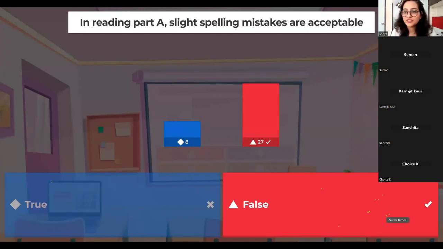Okay, all the ones I've chosen true. So no, slight spelling mistakes are not acceptable. None of the spelling mistakes are acceptable in part A of reading because you will lose marks then. So we can't change the spellings or add anything, that's not allowed. In listening part A, you can, as long as the pronunciation remains the same, but spelling mistakes are not allowed in reading part A at all.